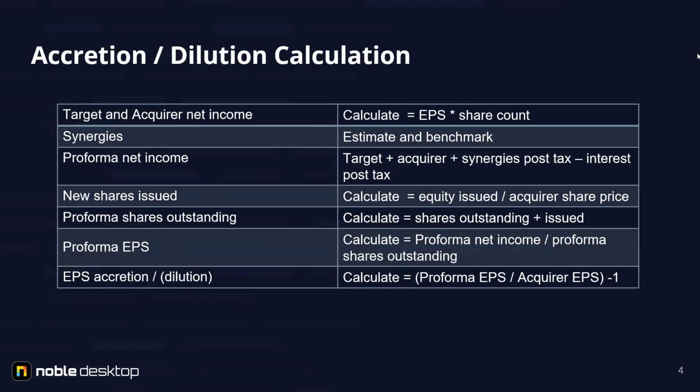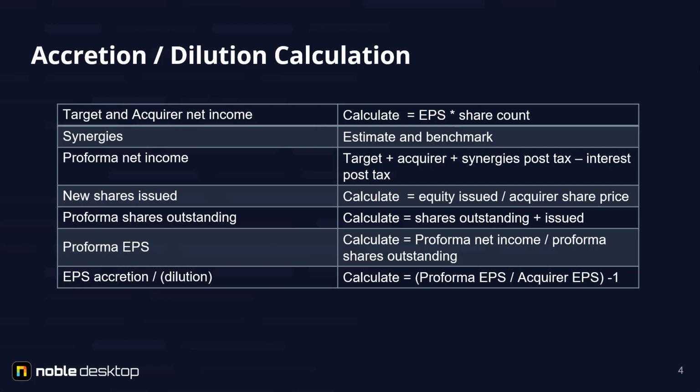Here's an accretion dilution calculation in more detail. So to calculate target and acquirer net income, you would take earnings per share and multiply it by share count for both companies. For synergies amount, you would estimate and benchmark, and then calculate pro forma net income by summing up target, acquirer, and synergies post-tax and subtracting interest post-tax.